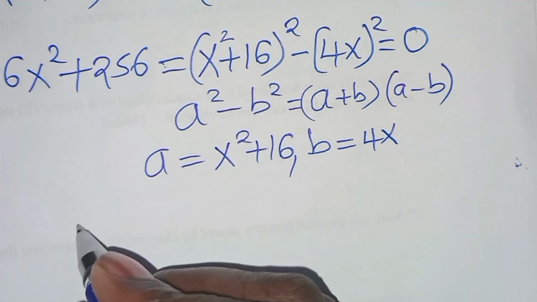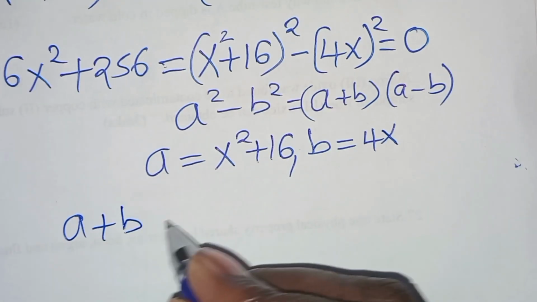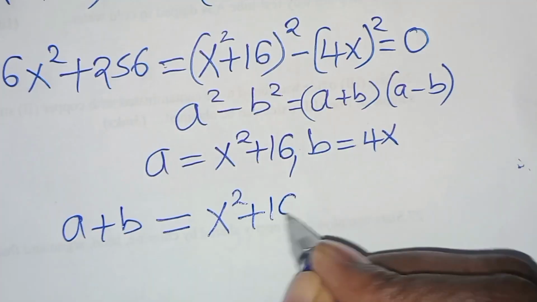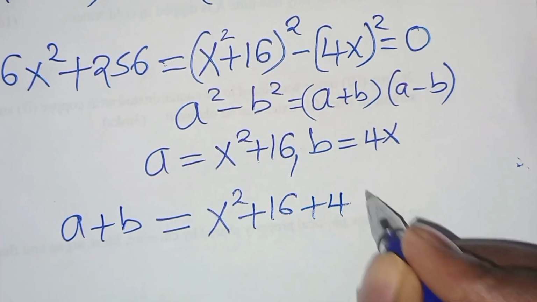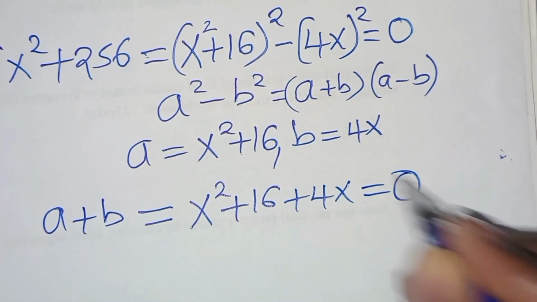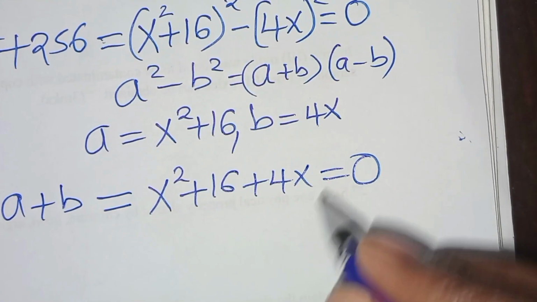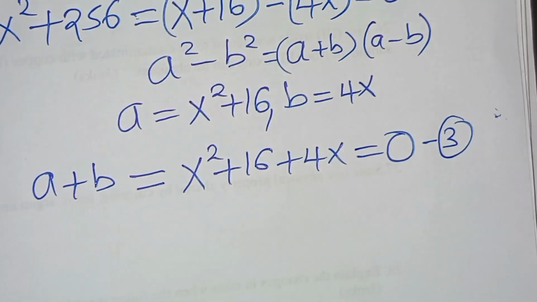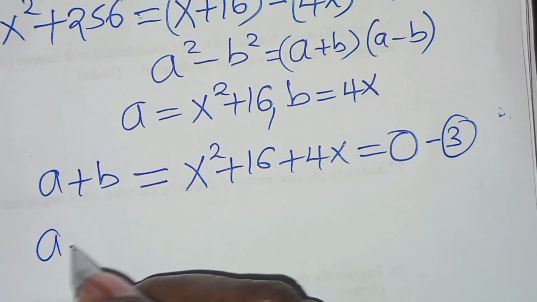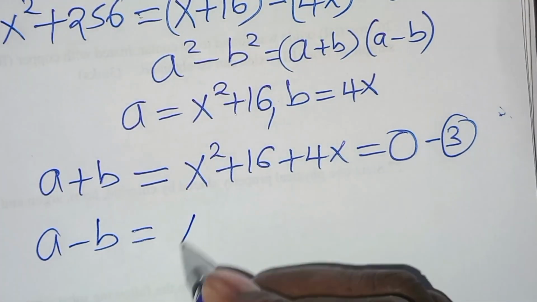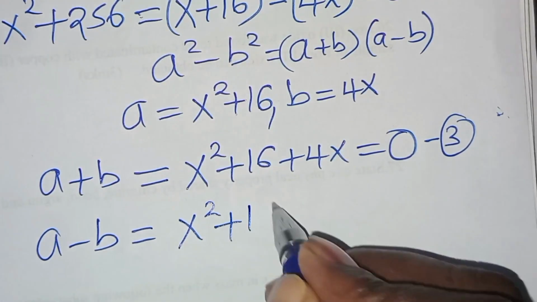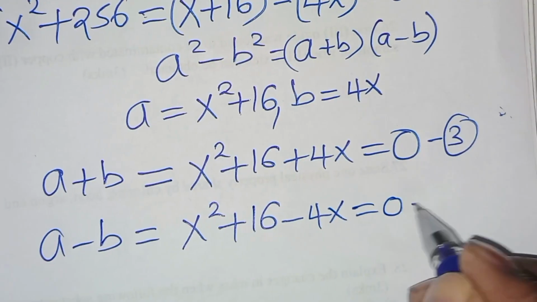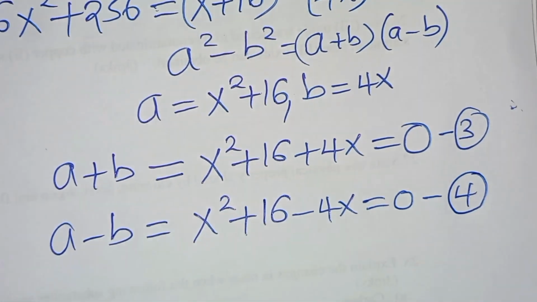So therefore, we have that a plus b, this is the same thing as x squared plus 16, then plus 4x, this is equal to 0. Now, let's call this equation 3. Then we have a minus b, this is the same thing as x squared plus 16, subtract 4x, this is equal to 0. Let's call this equation 4.